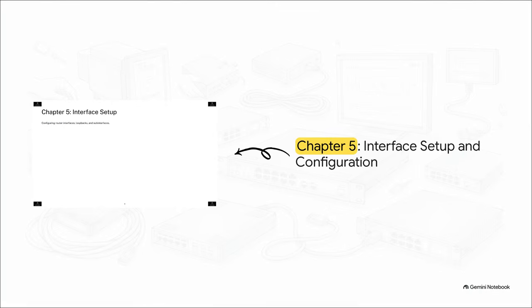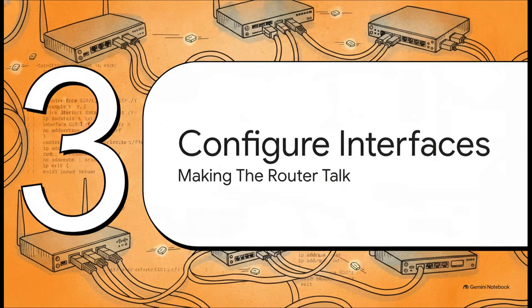All right, take a breath. We've navigated the system, we've totally locked it down. Now it's time to actually make this router do what it was built to do: move data. We are shifting gears into Chapter 5. Section 3. Configuring network interfaces, making the router talk.